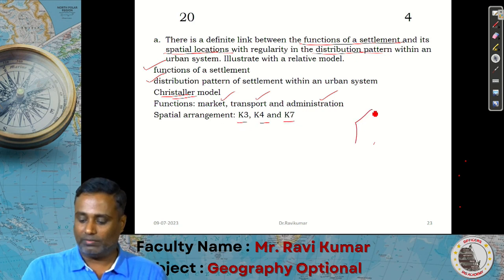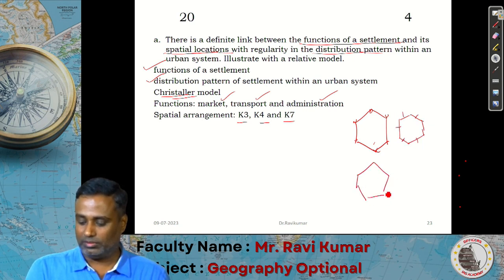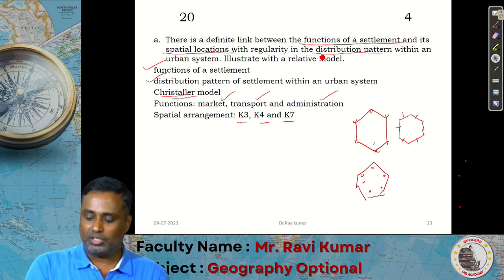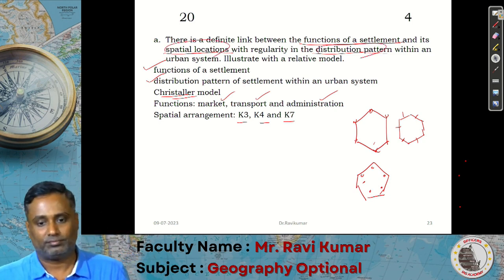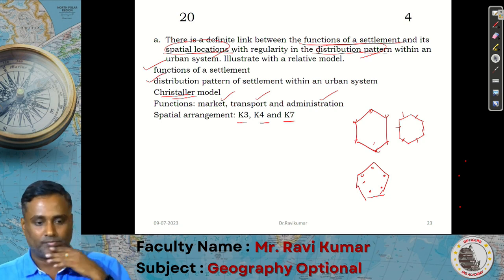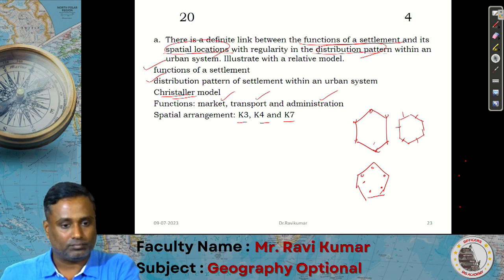Now we have to give the structure of models. We give that this is the market structure. When you go to the next hexagon, this is the transport structure. Here he says this is the administrative structure. So in that we can say the distribution pattern, spatial location, everything is explained by using these hexagons. Clear? So K3 is a market. K3 is a market. The same content. What content? Repetition of the content.